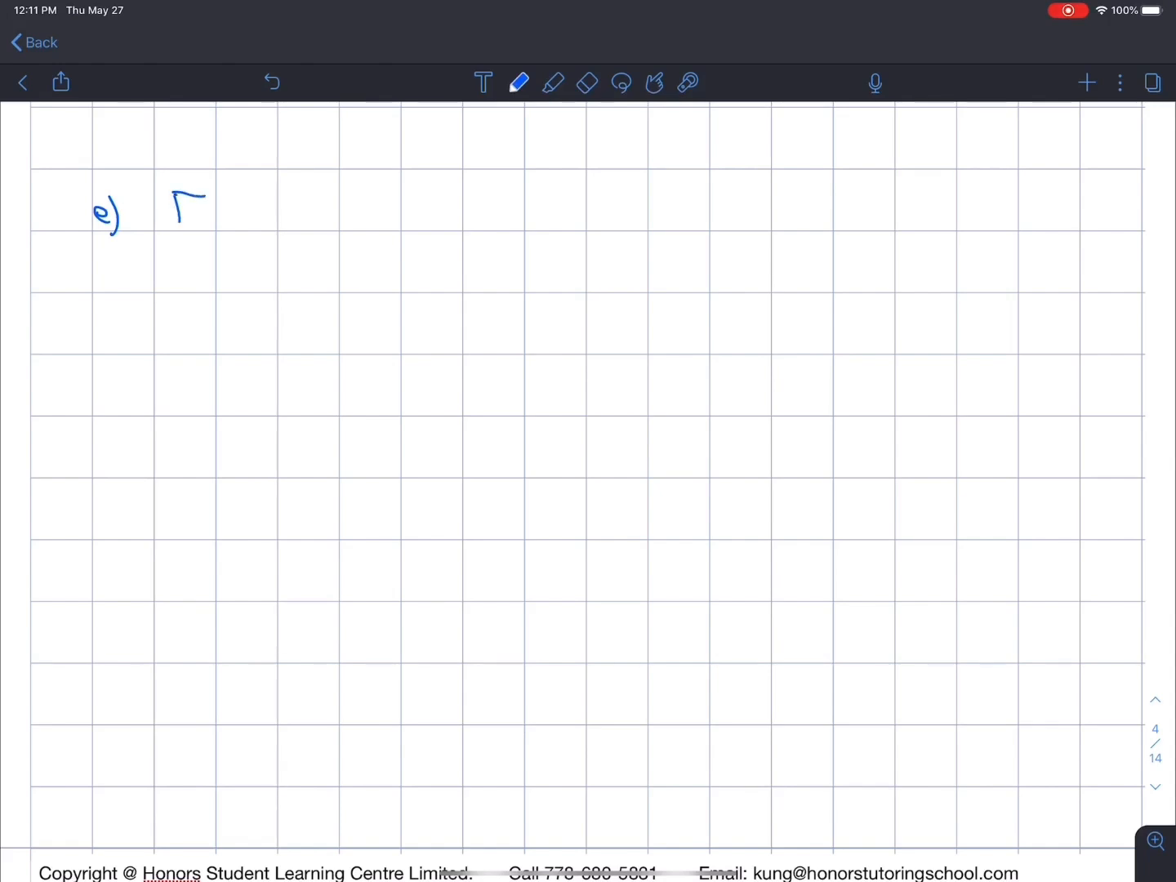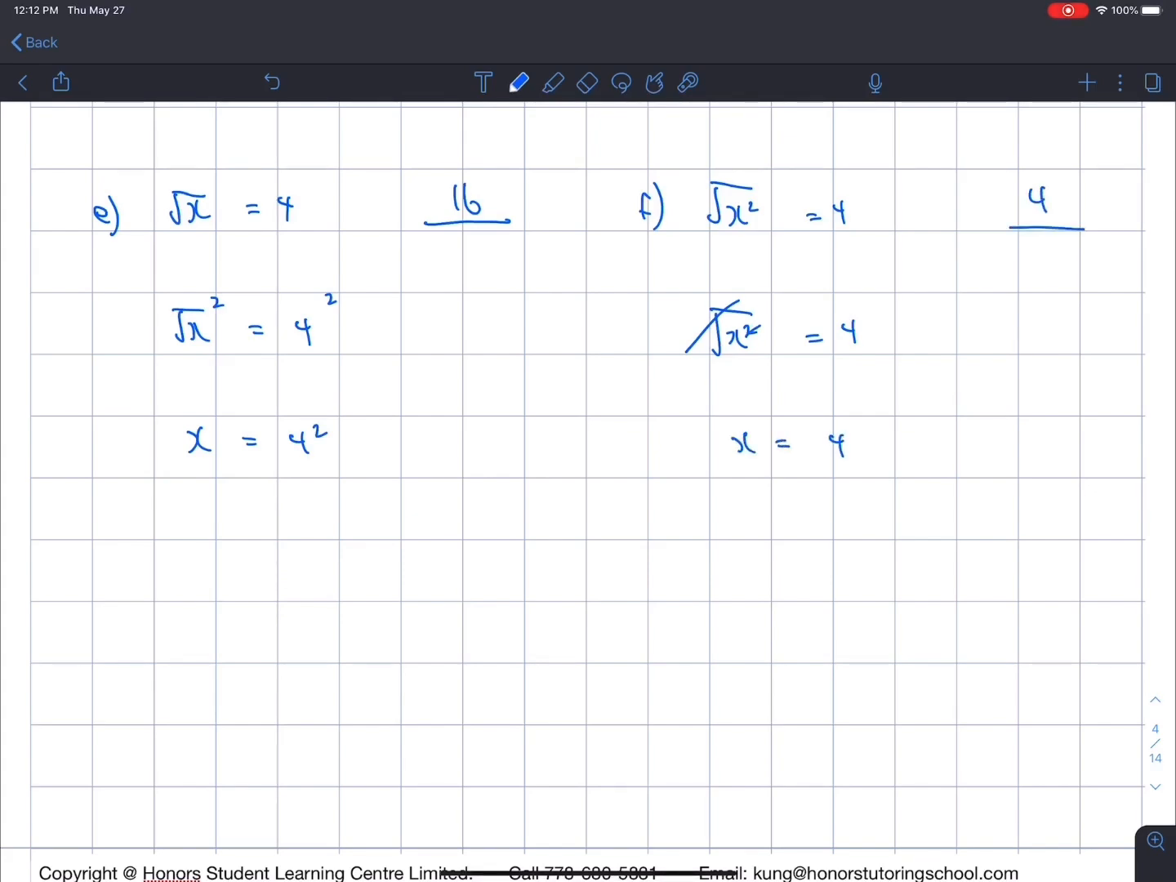E, the square root of x equals 4. Raise both sides to the power of 2. We get x equals 4 squared. And 4 times 4 is 16. So 4 squared is 16. And then F, square root of x squared equals 4. So the square and square root cross each other out already. We will just get x equals 4. And that's the answer. x equals 4.